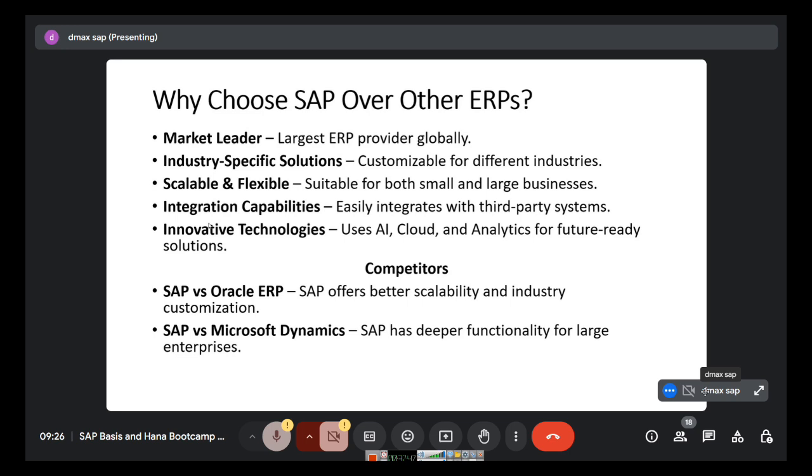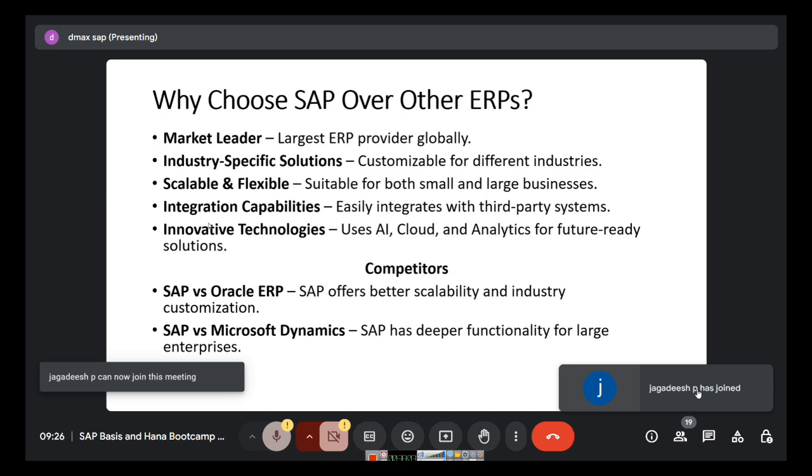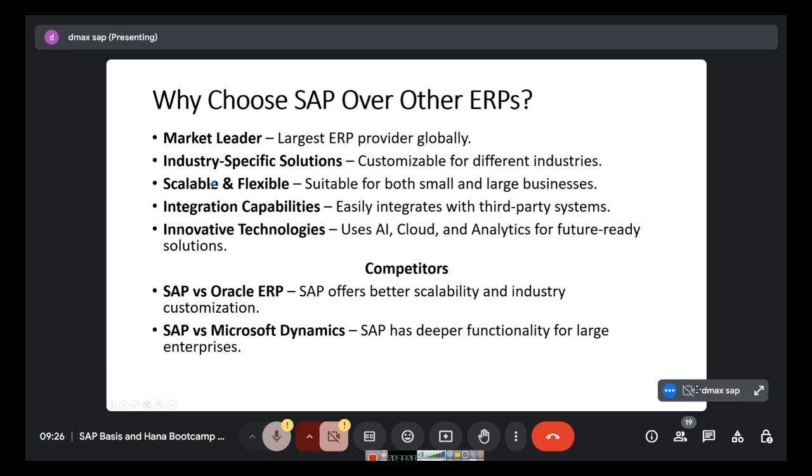Maybe if you go for some other ERP, they may not have a complete industry specific solution. They have it for some part of the industry. Again, some other part you have to go for another ERP. Instead of that, if you choose SAP, SAP can give you a complete solution. So this is one of the benefits to choose SAP. Scalability and flexibility. I said scalability means if I have 50 stores in so and so city, and I want to expand from 50 to 100 or 200, my software also has to support that huge business. So it is suitable for both small and large businesses.